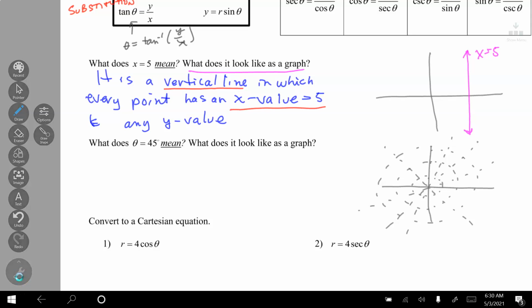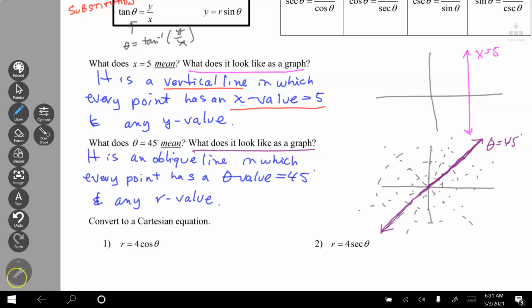So what does it mean when I say theta equals 45 degrees? And what does the graph look like? Well, right here down through quadrant 1, this is 45 degrees, but technically it goes on forever in both directions. It really looks like this. So this is theta equals 45 degrees. That's called an oblique line, a slanted line in which every point has theta equals 45 degrees and any r value. So 0, 45, 2, 45, negative 3, 45, and so on and so forth.